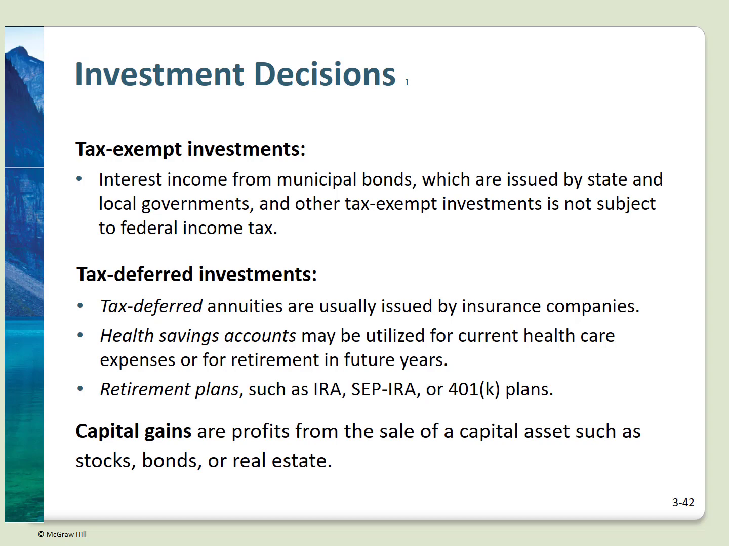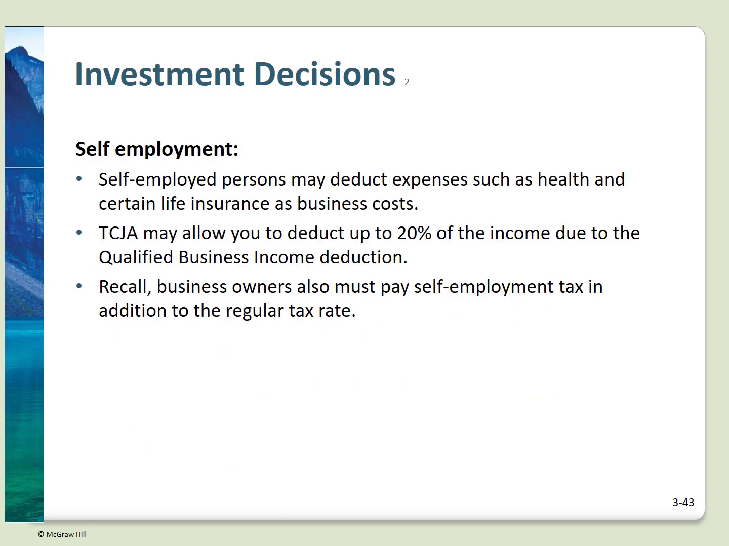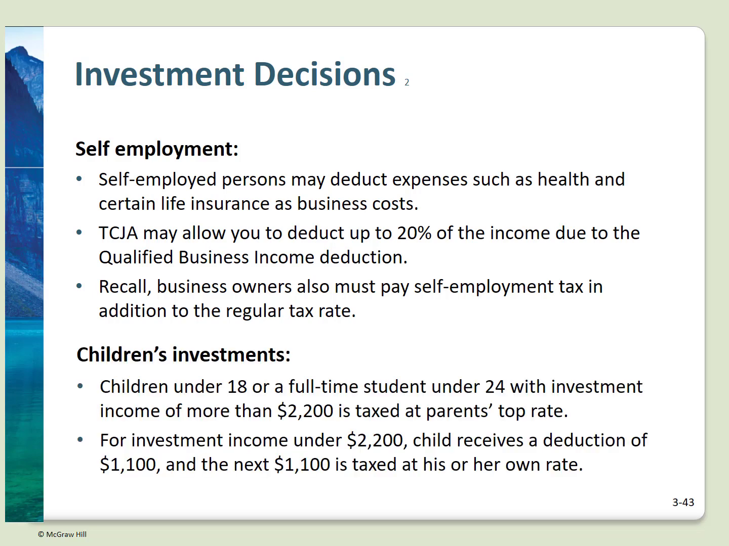Generally, you're not taxed on the gains in a stock or bond investment until you sell the asset, capital gains, and the rate on assets held more than a year is lower. There are both tax advantages and disadvantages to self-employment. You can deduct health and life insurance, but you have to pay a self-employment tax covering Social Security and Medicare. If you have investment accounts for your children, they're taxed at either the parent's rate or a child's rate, depending on the child's age and the amount of the investment income.